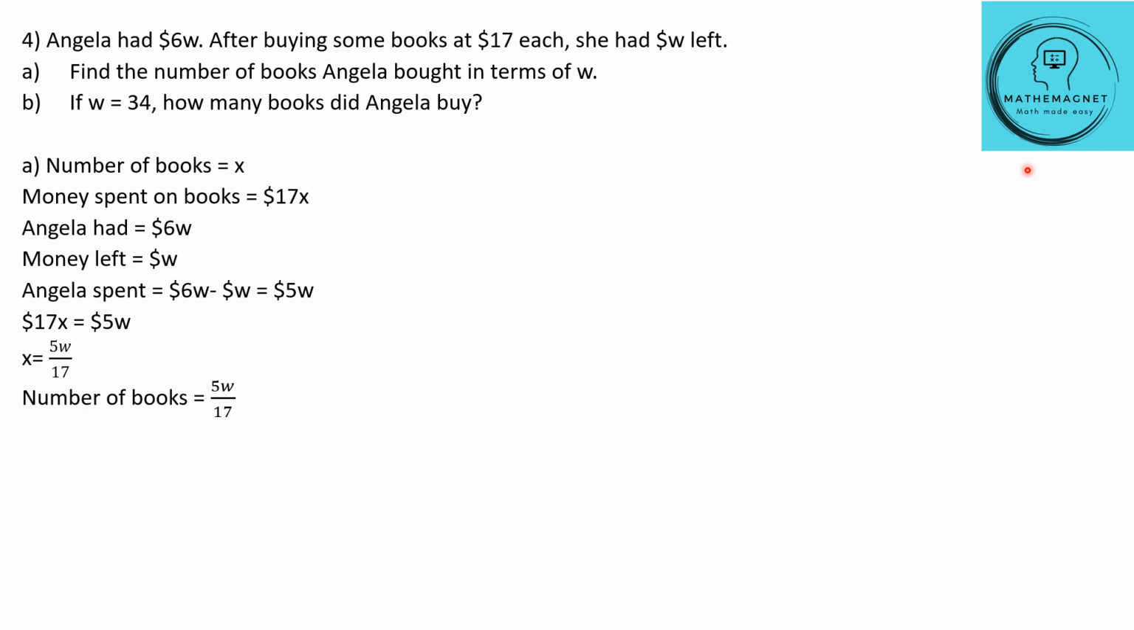Now let's go to the next question. That is, if W equal to 34, how many books did Angela buy? So we will replace W in this equation, 5W by 17. So 5W by 17 becomes 5 into 34 by 17. When we have big numbers, let us try to simplify it to the maximum. And we know 34 is divisible by 17 two times. So we can make it 5 into 2, which is equal to 10. So Angela bought 10 books.